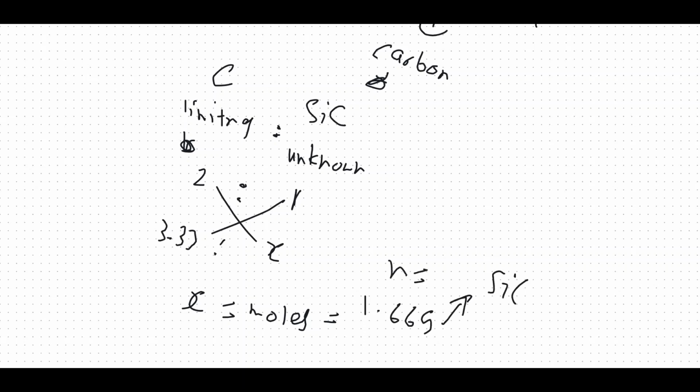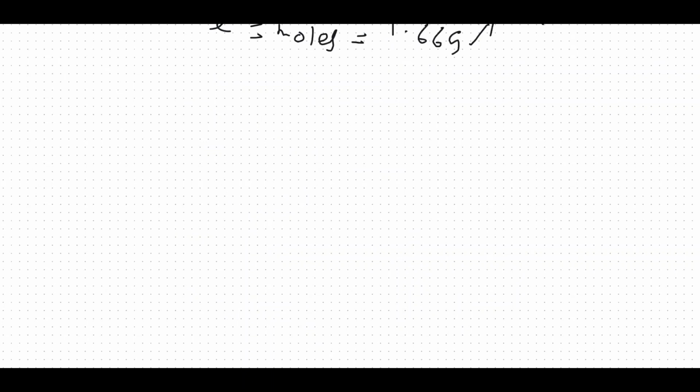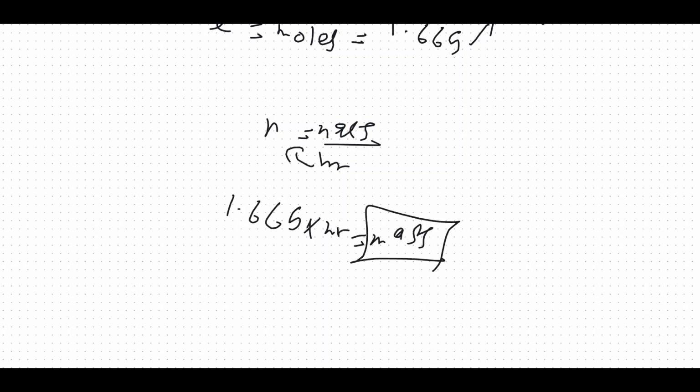And finally, I want to find the mass, right? So n is mass over MR. I write 1.665 multiplied by the MR, and I'll get my mass. So this is how you find the mass when you have two known values in your reactants.